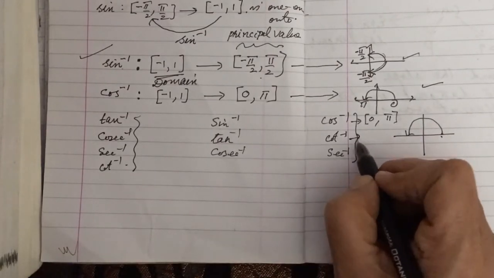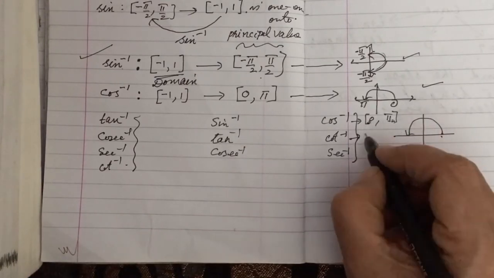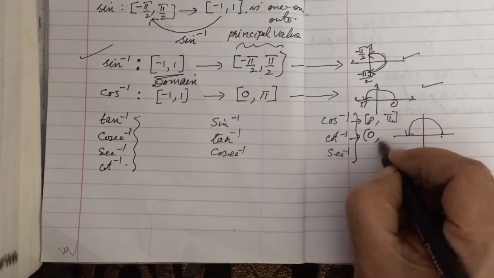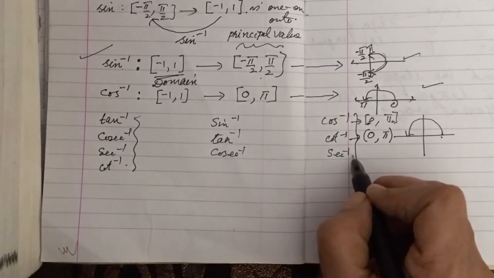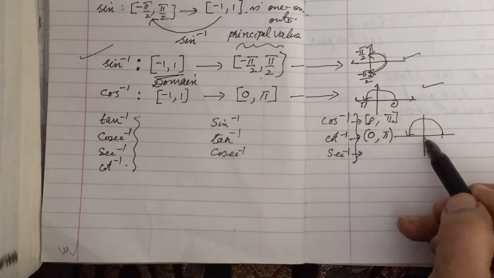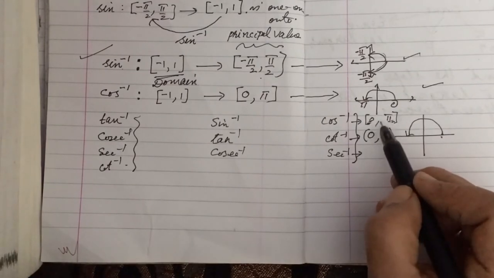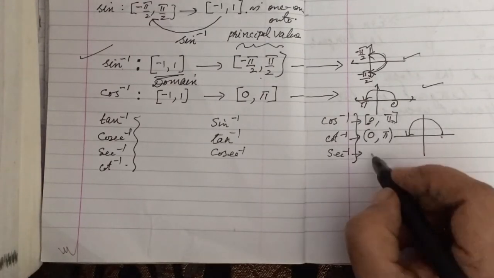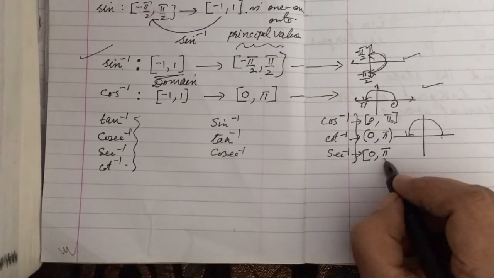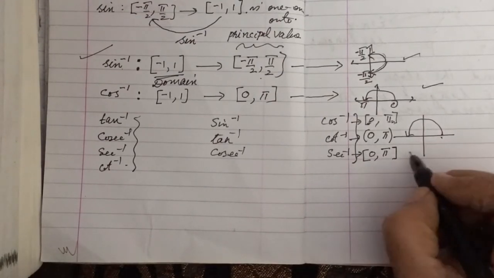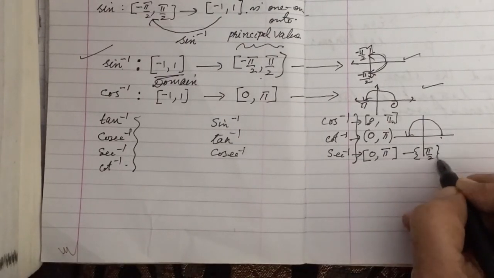But for cot inverse, 2 points are removed. That is, the end points of this closed interval are removed, meaning 0 and pi will not come. So it is open interval 0 pi. And for sec inverse, the midpoint is removed. 0 pi is the basic interval we consider here, and the midpoint, 0 plus pi by 2, that is pi by 2, is removed for finding the principal value of sec inverse. How to remove it? It is minus the single point pi by 2.